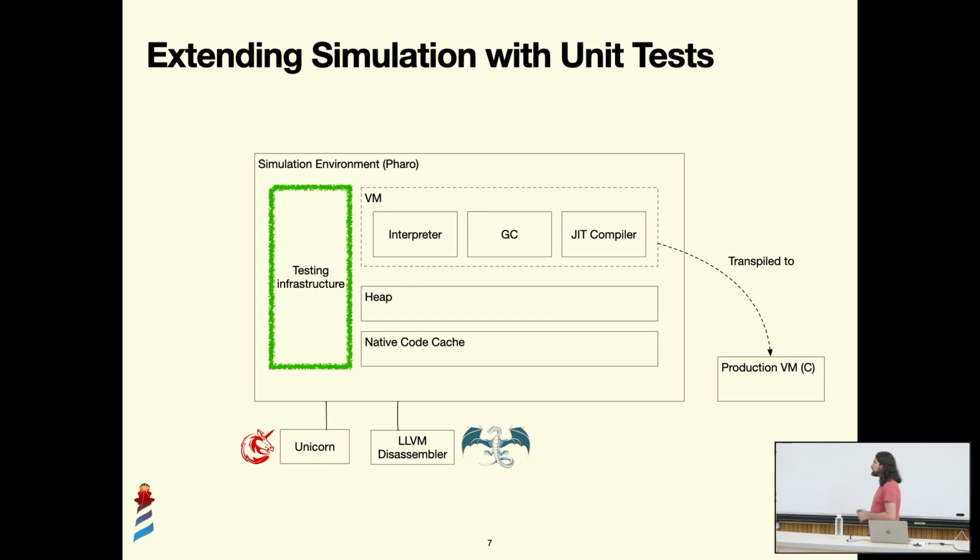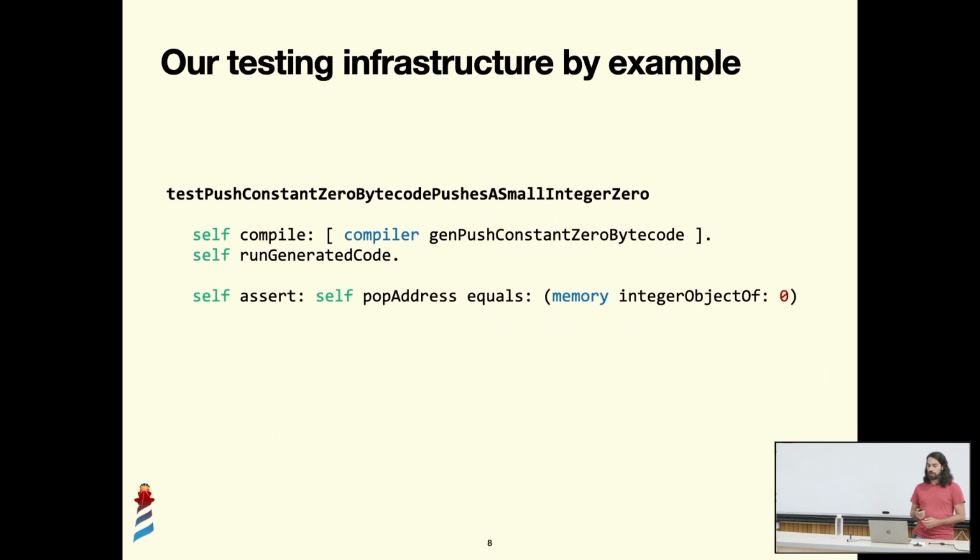So I'm going to talk a bit about what this testing infrastructure looks like, and what some of the design guidance is that we have. So I will show it with an example. So this is a test. This is probably the simplest test that we have in our JIT compiler.